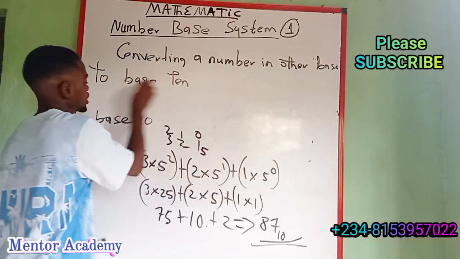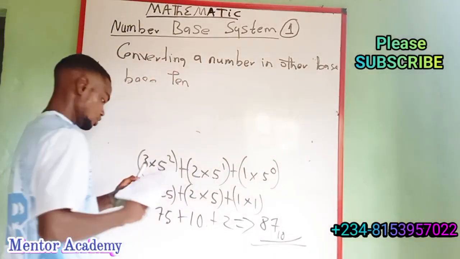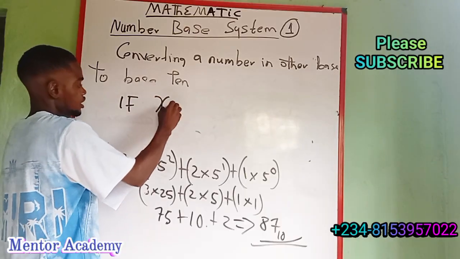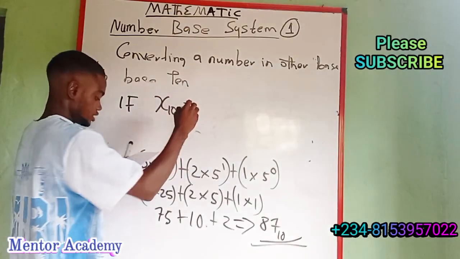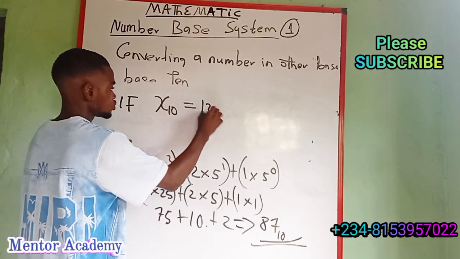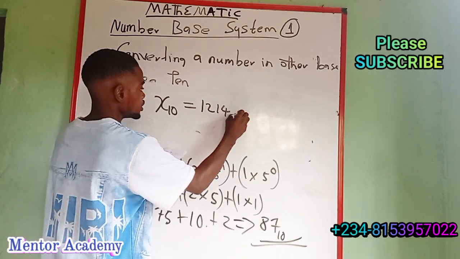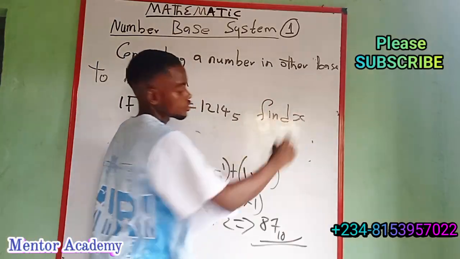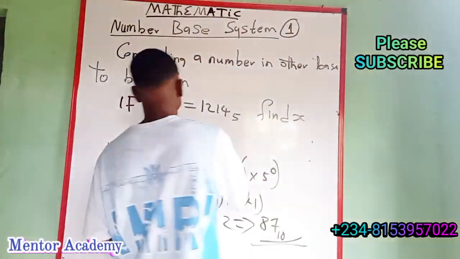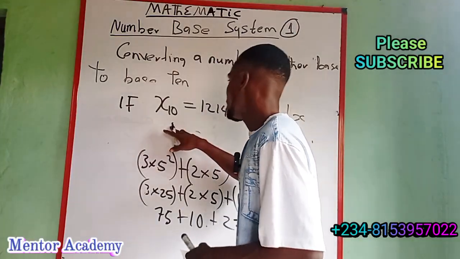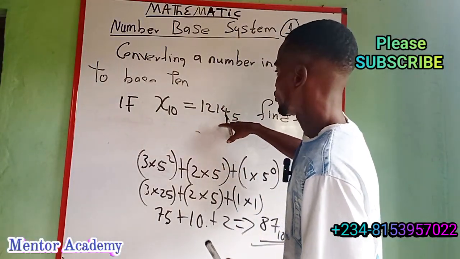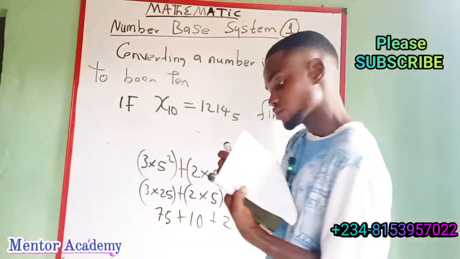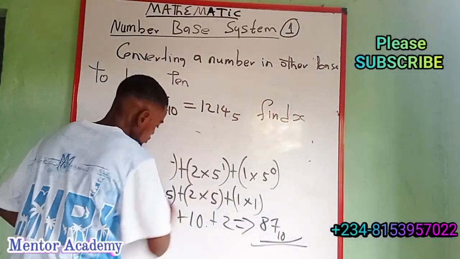The next question here we are going to solve says: if S base 10 is equal to 1, 2, 1, 4 base 5, find S. So if you have a number like this, S base 10 equals 1, 2, 1, 4 base 5, find what? S. What can we do here?